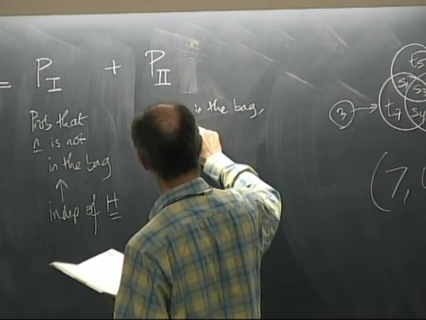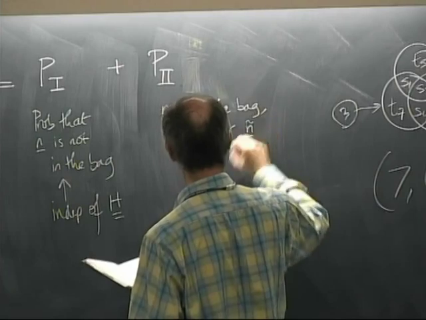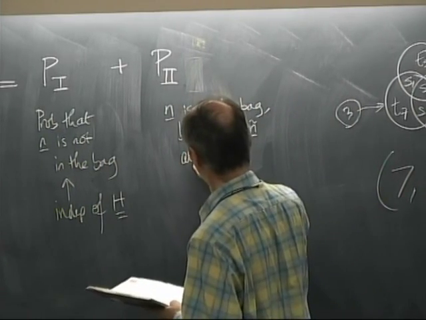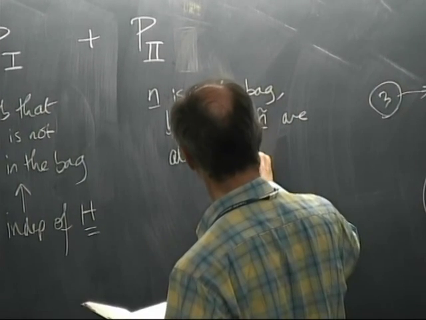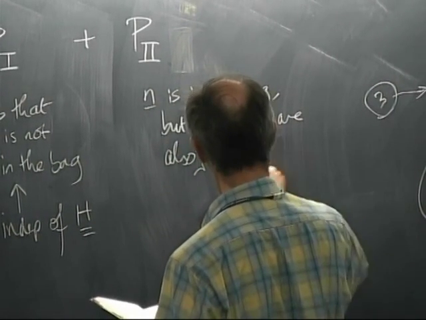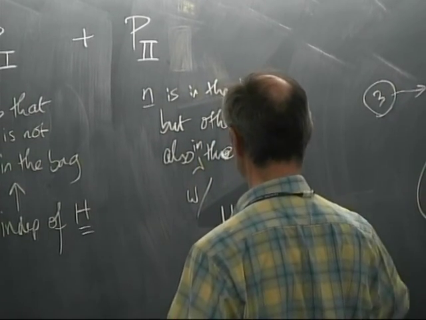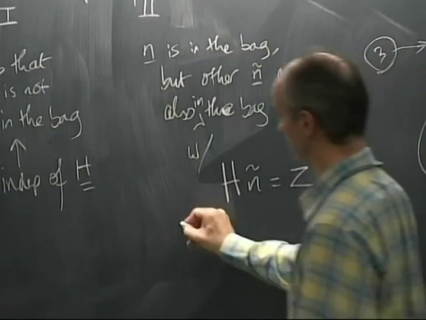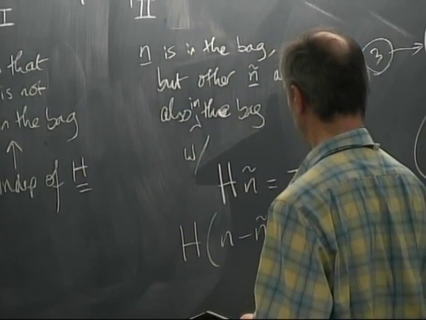but other n twiddles are also in the bag that satisfy H times n twiddle is equal to z. Or if you like, H times the difference between n and n twiddle is 0.